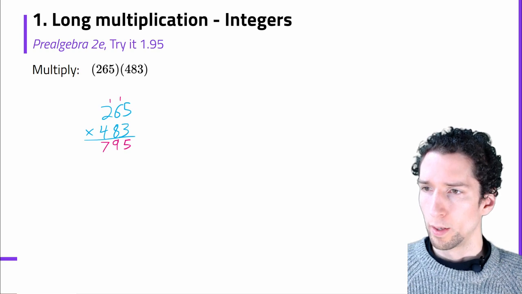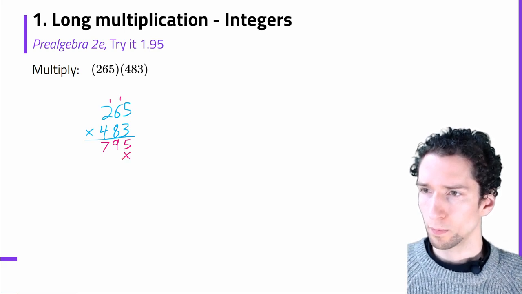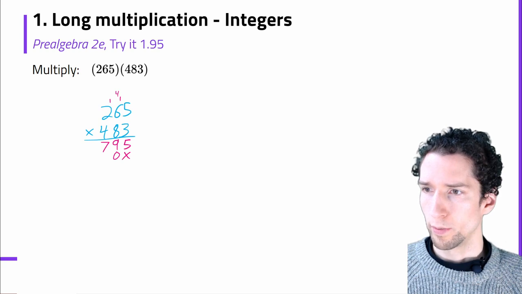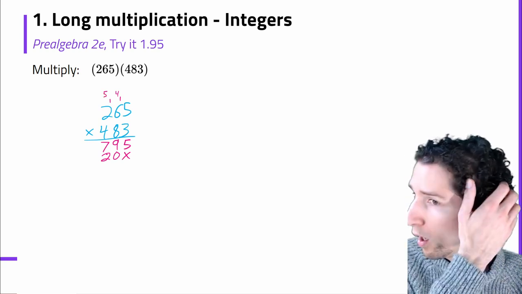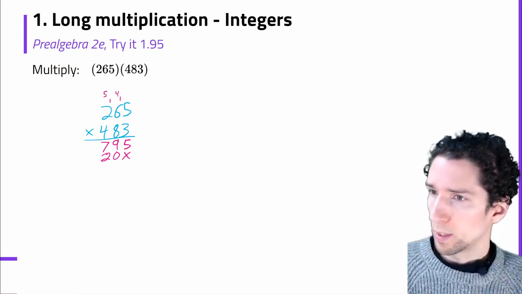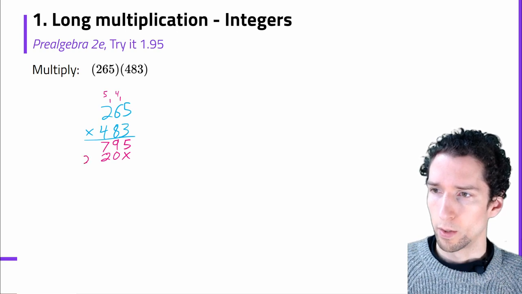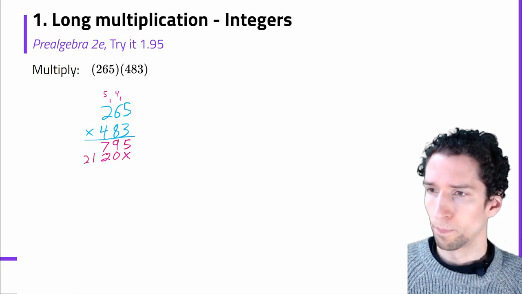Okay, next row. 8 times 5 is going to give us 40, and carry the 4. 8 times 6 is going to give us 48, plus that 4 is 52, so 2, carry the 5. And 8 times 2 is 16, plus that 5 is 21.